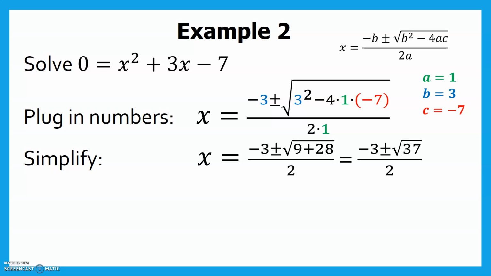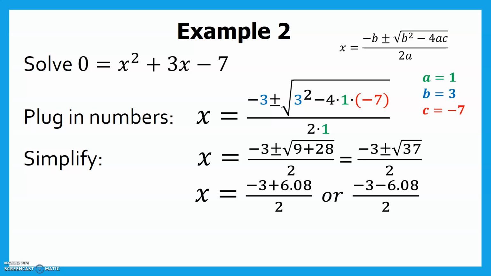by just using my calculator. So I get -3 plus 6.08 divided by 2, or -3 minus 6.08 divided by 2. And I use a calculator and I do figure that out, -3 plus 6.08 divided by 2. And I get 1.54 or -4.54. So remember again, those are the zeros of the function. That's where this quadratic crosses the x-axis at those 2 points.